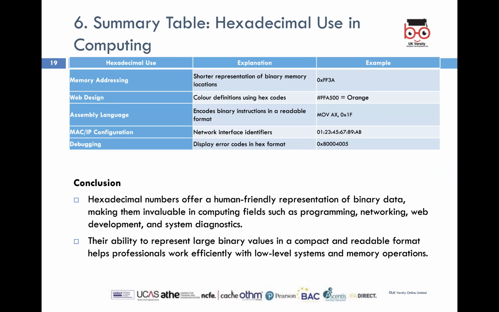Summary table for hexadecimal use in computing. Memory addressing is a shorter representation of binary memory locations, and the example is 0xFF3A. Web design is color definitions using hex codes, for example #FFA500, which equals orange. Assembly language encodes binary instructions in a readable format, for example MOV BX, 0x1F. And MAC IP configuration, network interface identifiers.